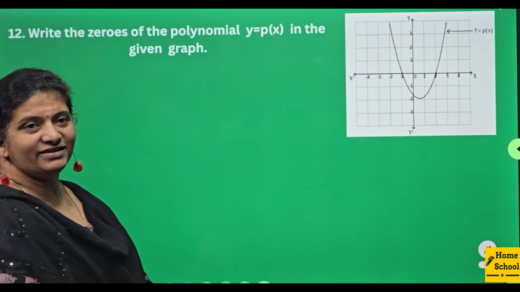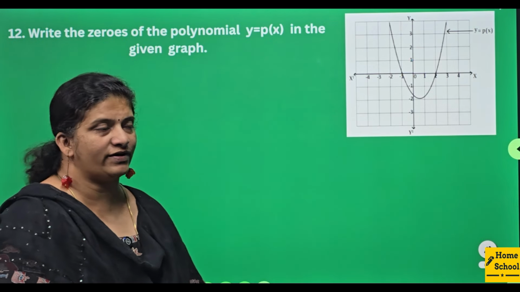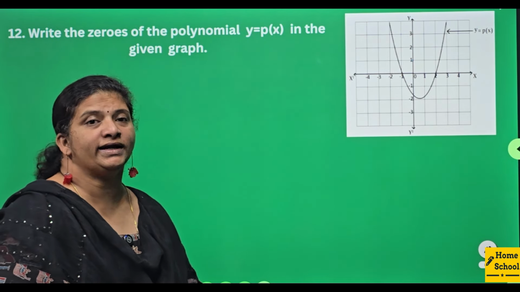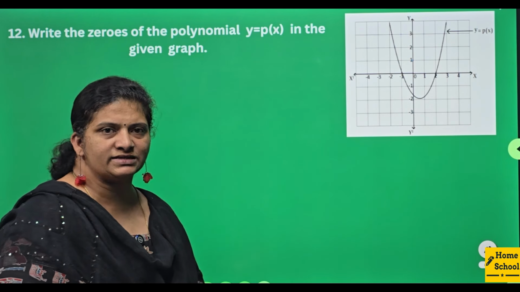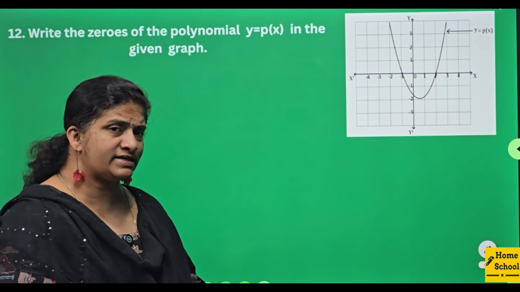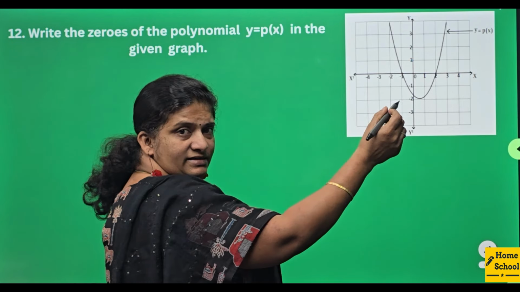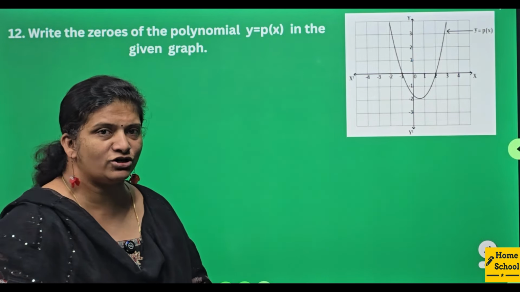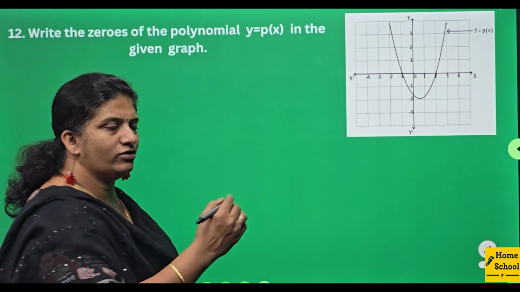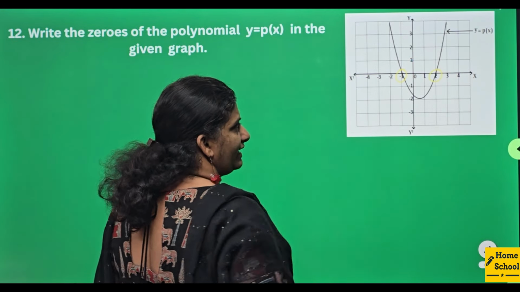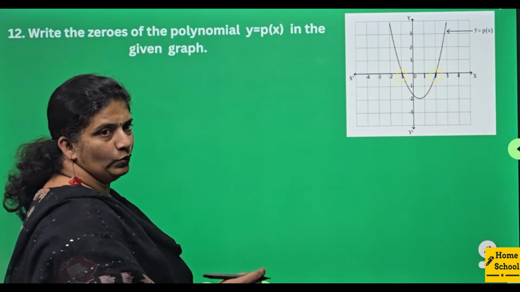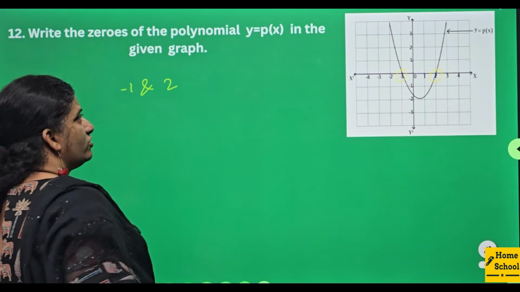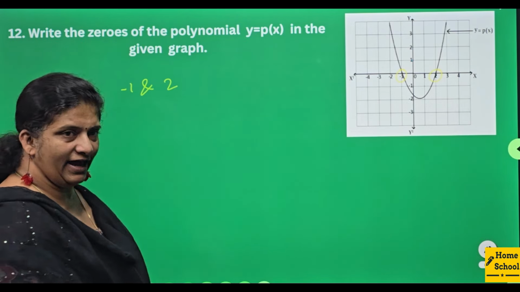12th one, write the zeros of the polynomial y is equal to p of x in the given graph. Read the question carefully. What are the zeros asked? They did not ask you how many zeros. If how many zeros asked, directly observe x-axis. Where the curve touches, it touches at 2 points, therefore 2 zeros. But that is not the question. What are the zeros? The curve is intersecting x-axis at -1 and 2. Therefore -1 and 2 are the zeros of the polynomial p of x.